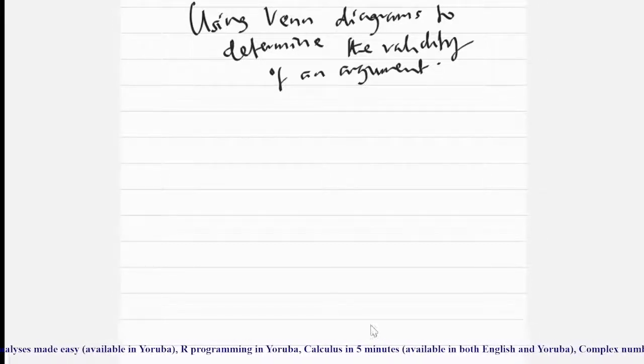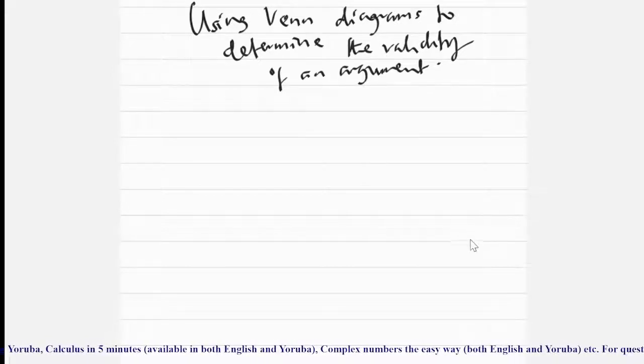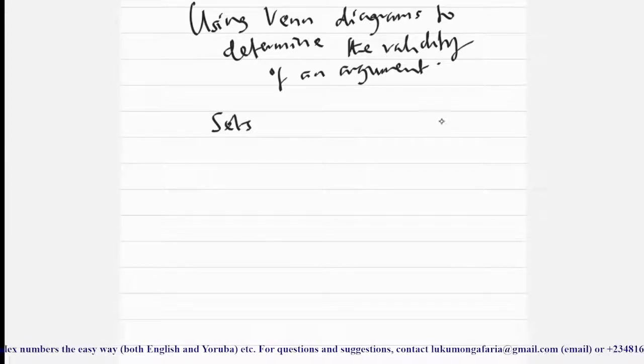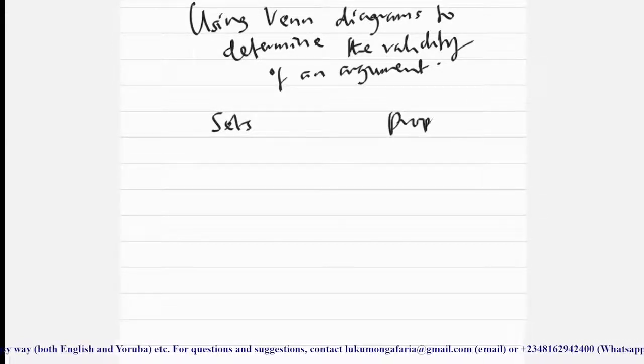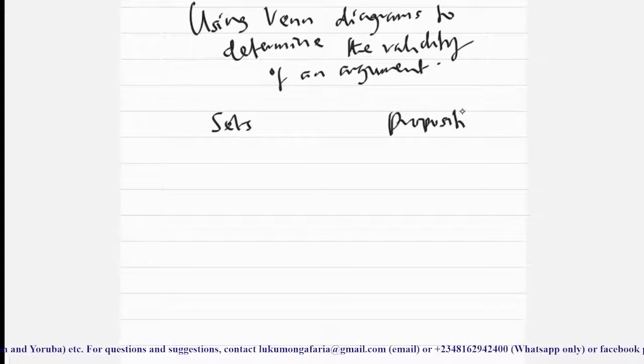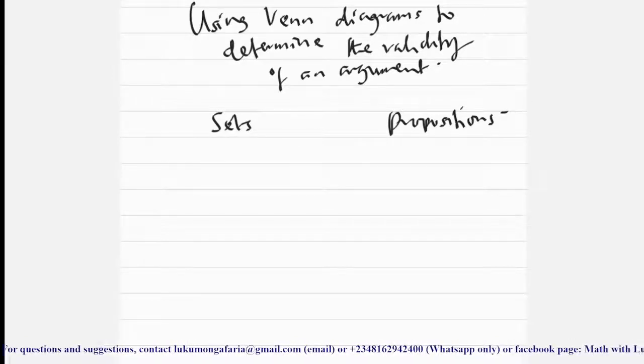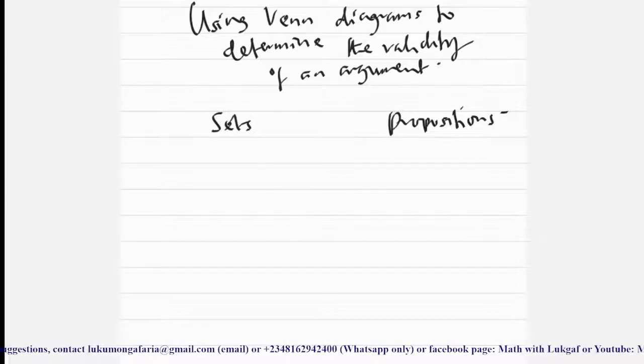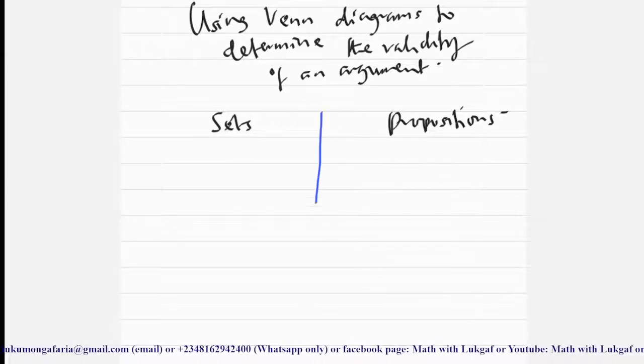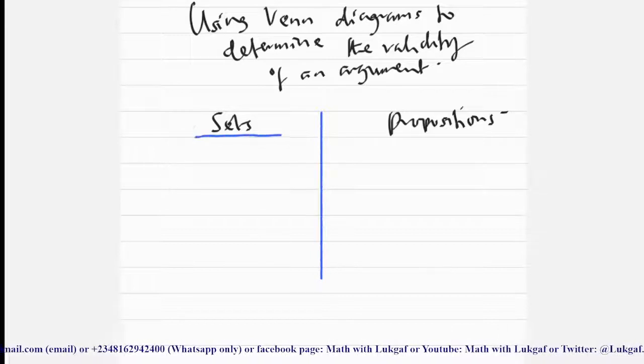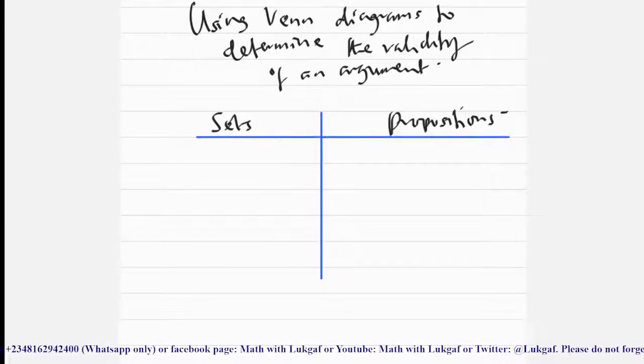So let me now give you the associated terms so that you can see the relationship between the two of them clearly before I move to how you can use a Venn diagram to determine the validity of an argument. Let me have a table for sets, then another table for propositions. Don't forget, a set is a collection of well-defined objects, while a proposition is a statement that can either be true or false, but not both. So that's one of the beauties we have in mathematics.